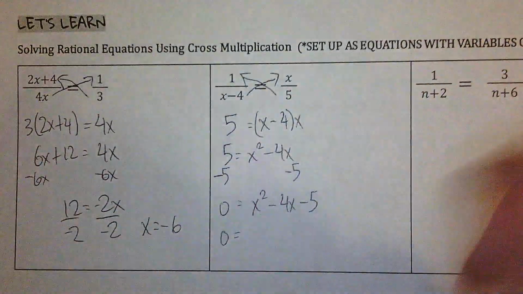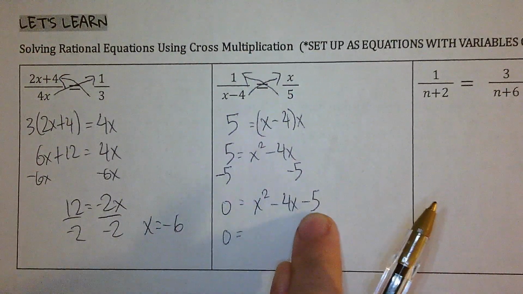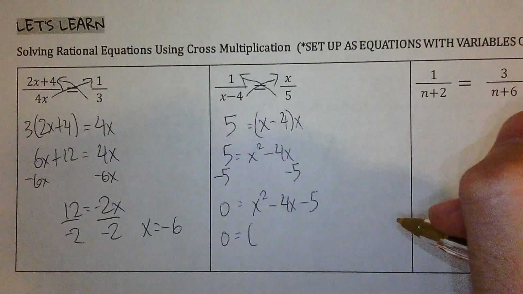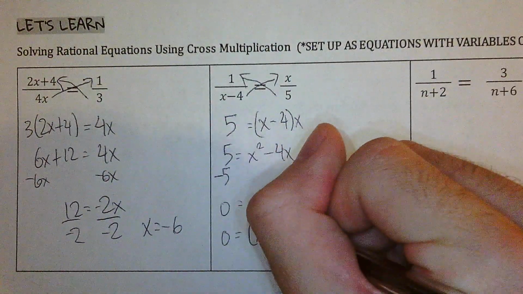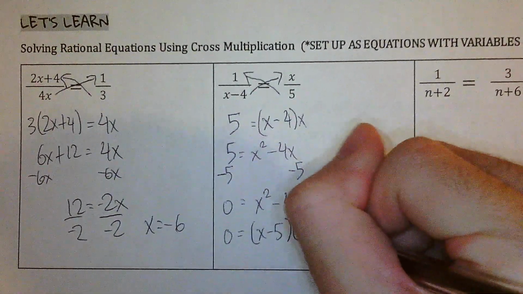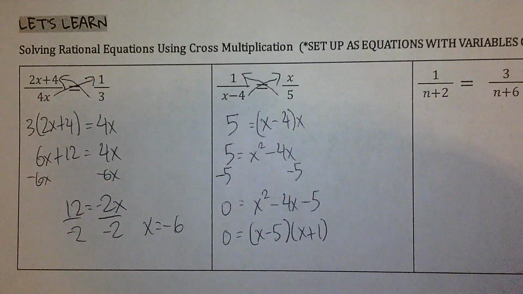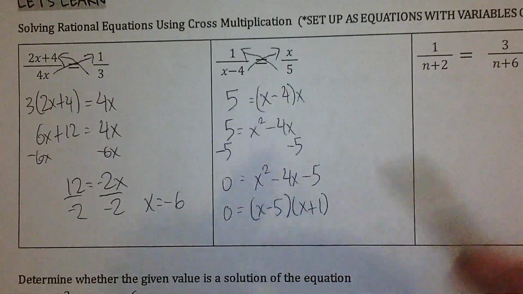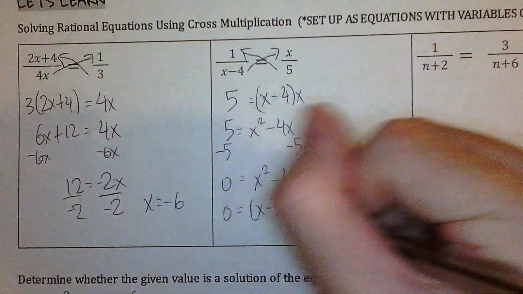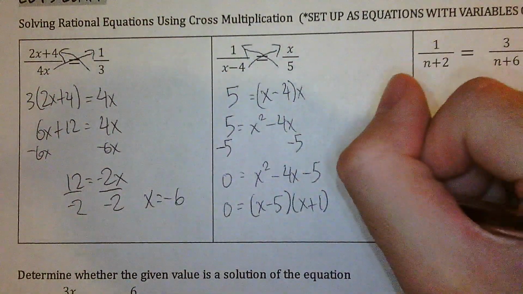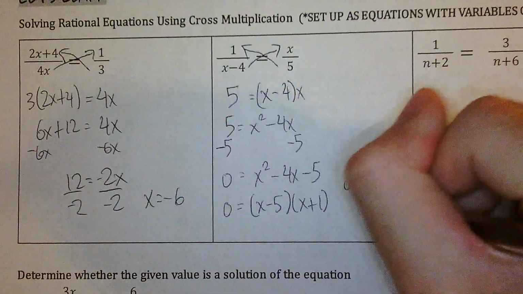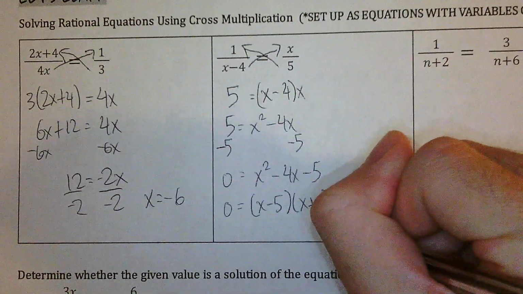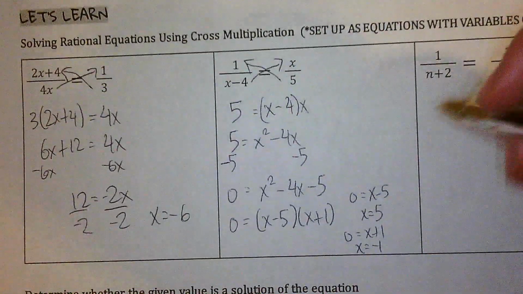So 0 still equals. We want the two numbers that multiply to make negative 5 and add to make negative 4. Those are going to be negative 5 and positive 1. Now that we have 0 equals two factors multiplied together, we will say 0 equals each of the factors individually. So if 0 equals x minus 5, x equals 5, and if 0 equals x plus 1, x equals negative 1. So those are our two answers.